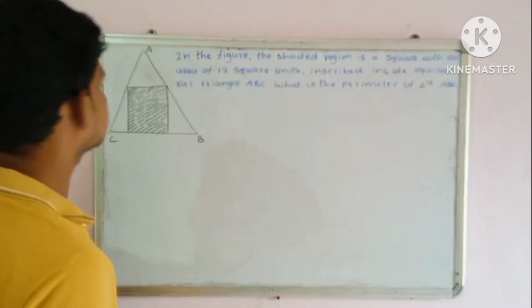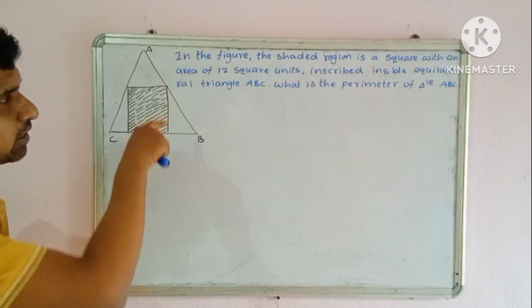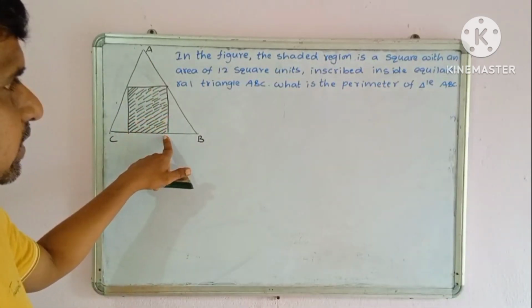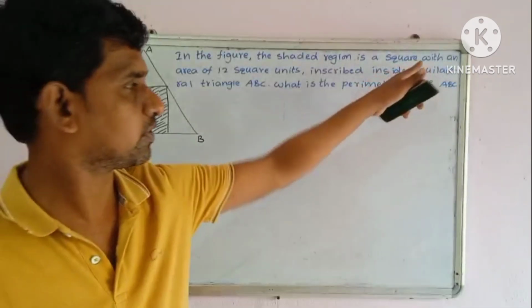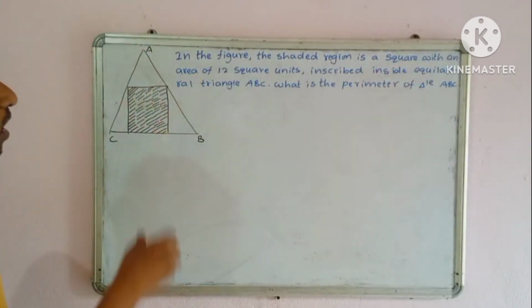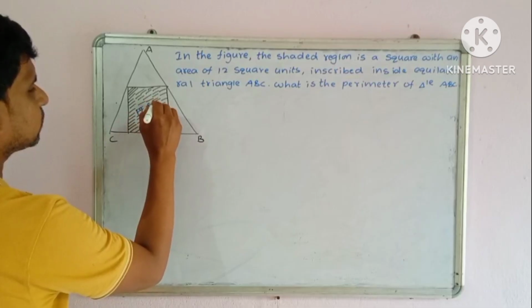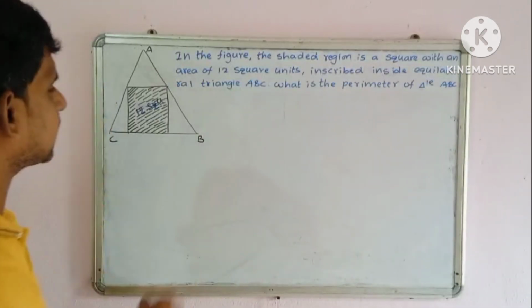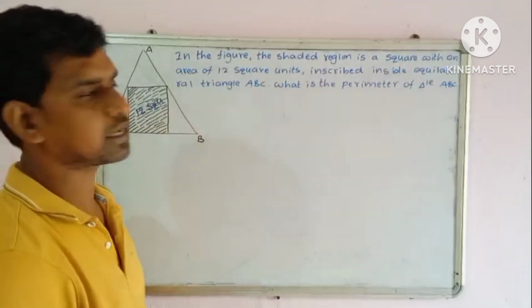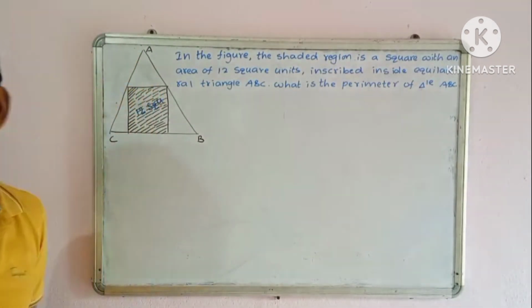In the figure, the shaded region is a square. See, a triangle is inscribed, and in the triangle a square is there. So that is the shaded part. The shaded region is a square with an area of 12 square units, inscribed inside an equilateral triangle. Equilateral triangle means all sides are equal. What is the perimeter of triangle ABC?